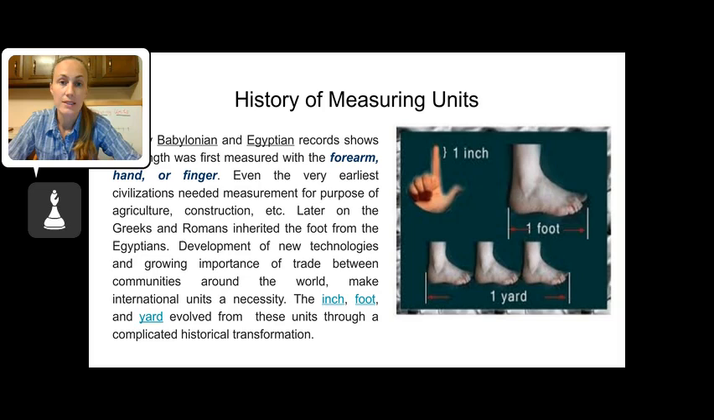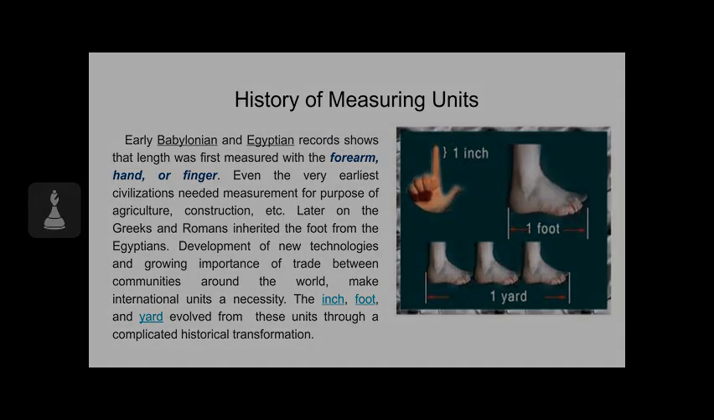Later on, with the development of technologies, people realized that they needed a unified system to be able to exchange goods and information. That's how our inch, feet, and yards were developed. And now we have two measuring systems in the world that I would like to talk about on our next slide.